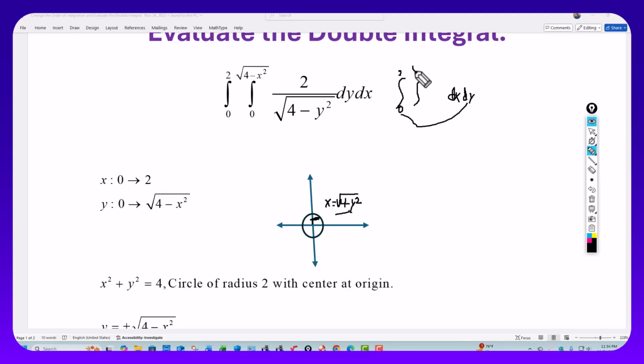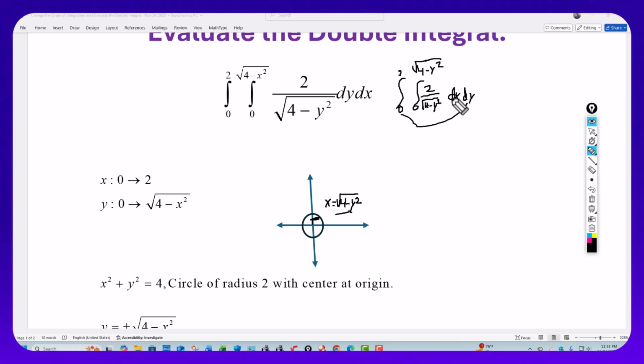So this is going to be the square root. This will go from the boundary on the left, which is x equal to 0. So this will be 0, and this will be the square root of 4 minus y squared. And we still got the 2 here. Now here we're integrating with respect to x. So keep in mind that the y is constant, so we treat this as a constant number.